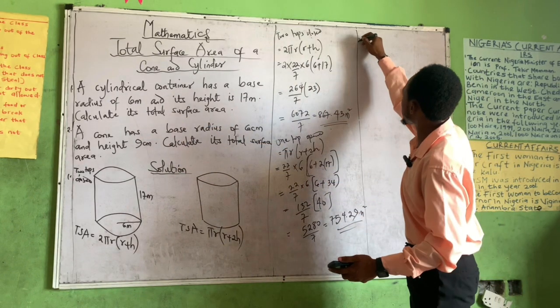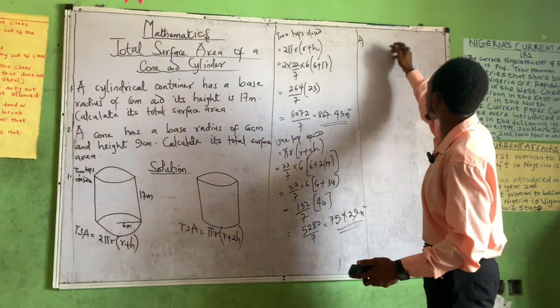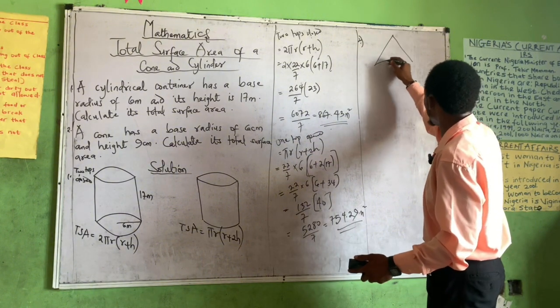And the second one says that a cone has a base radius. So you know a cone is of this form.